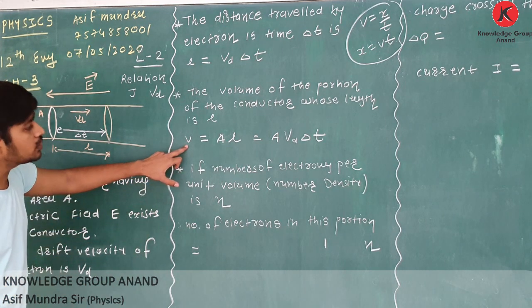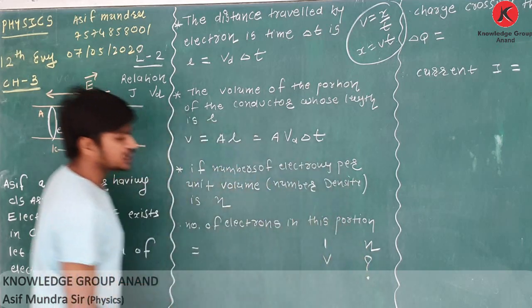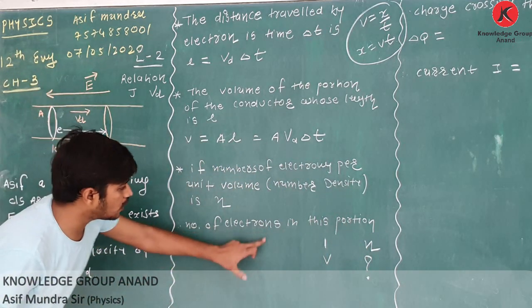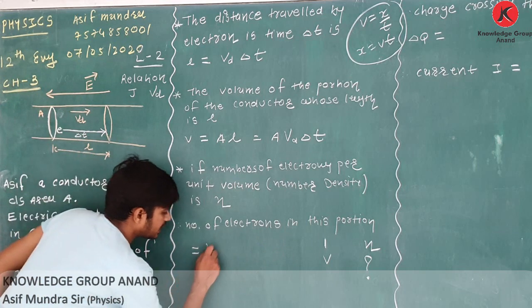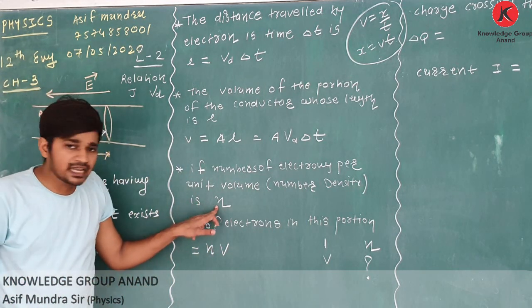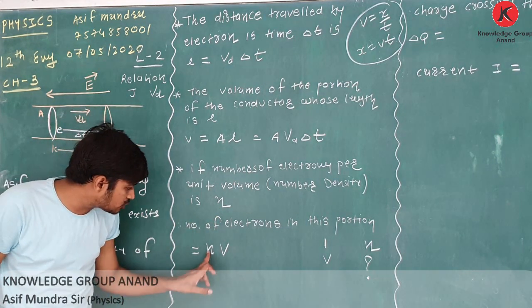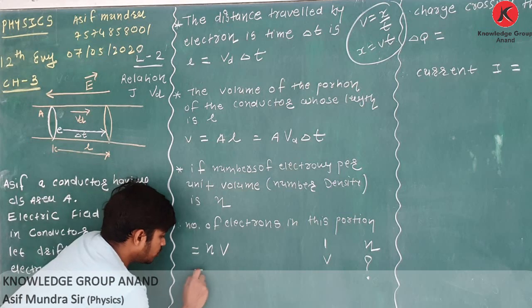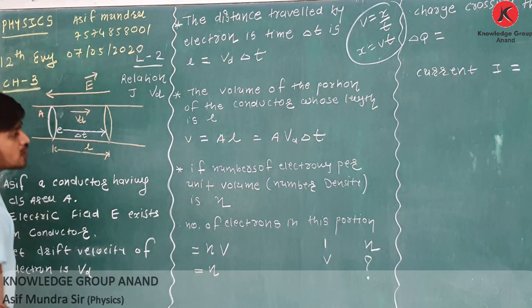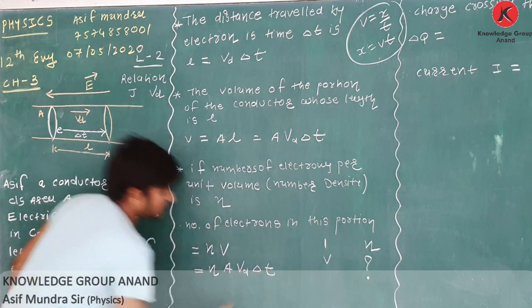Here, what is volume? Volume is V. Then the number of electrons in this portion is nV. Clear about this? Simple. n is the number of electrons per unit volume, so in volume V the number of electrons is nV. What is the value of V? It is A Vd delta T.